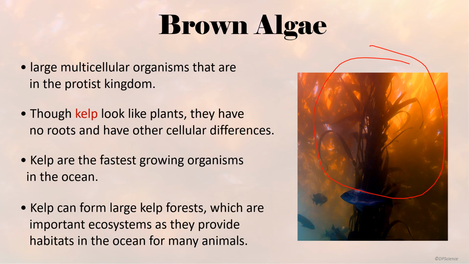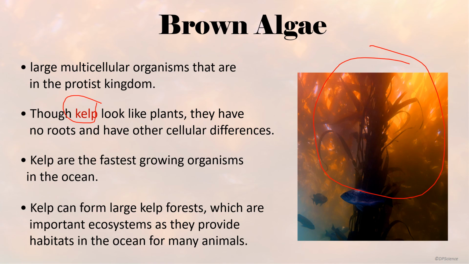Though kelp look like plants, so kelp is an example of a brown algae, okay, and you've probably seen this before. They have no roots and have other cellular differences. So they couldn't be put in the plant category because they don't have roots. And plants, by definition, have roots. So you can see why they had to go into this other random category. Kelp are the fastest growing organisms in the ocean.